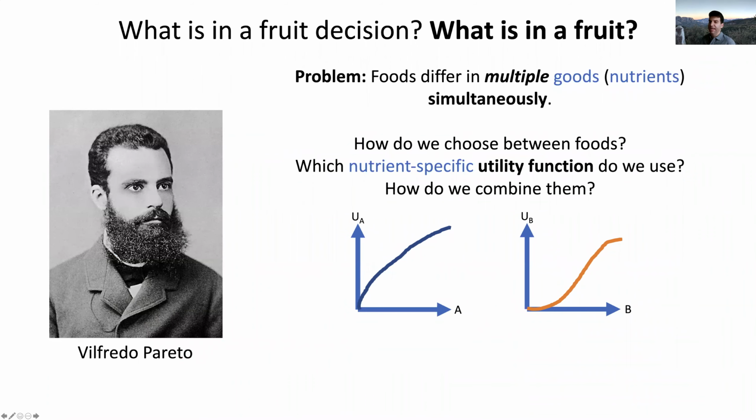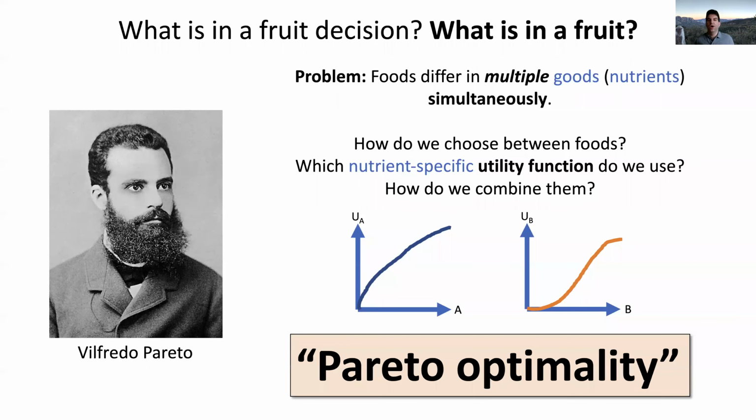All right, so the problem now is that if we have fruit that differs along two dimensions, how do we make decisions among those pieces of fruit? So which utility function do we use? Do we make the decision just based on potassium, or do we make it based on fiber? Or is there some way we can combine these two together? What do we view as going on in the head of the decision maker? And so what I'm going to introduce here is something that is called Pareto optimality.